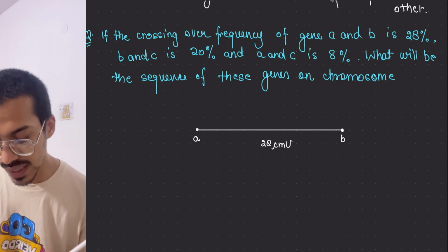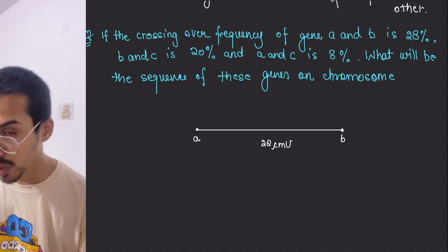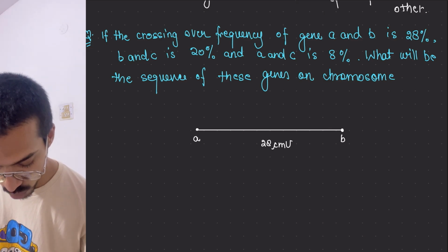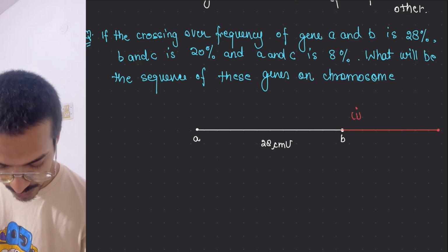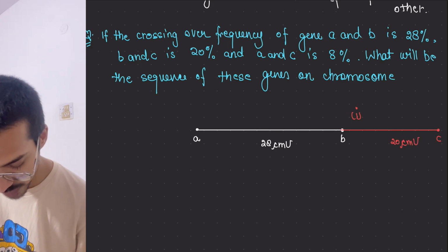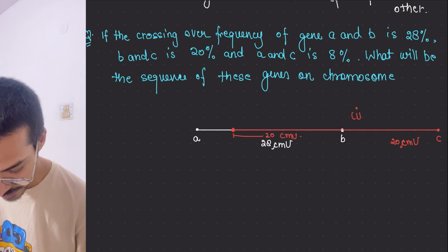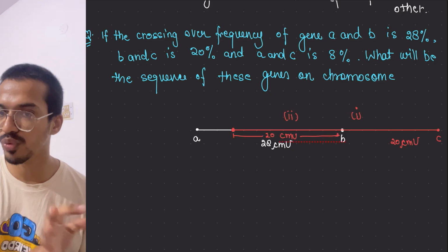Now they're saying that B and C is 20 centimorgan. Now for C, what options are there? I'm changing the color. Two options are there. The first option is that C goes here, and it becomes 20 centimorgan units. The second option is that it can come over here, somewhere here, which is also 20 centimorgan units. Let's take both options and see which one will be correct.